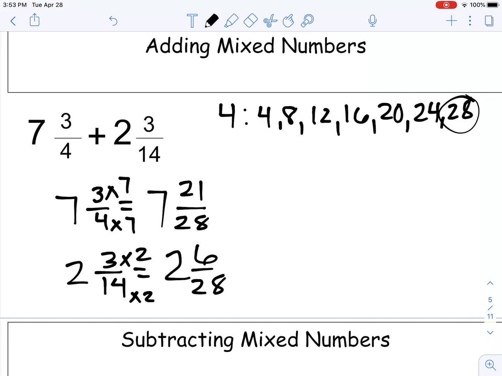Oh, don't forget that whole number. So I'm going to add my numerators. 21 plus 6 is going to give me 27. Keeping that denominator. 7 plus 2 is going to give me 9. So I have 9 and 27/28ths. Remember that rule. One and done. Since 27 is only one away from 28 and it's not bigger, I don't have to worry about simplifying.